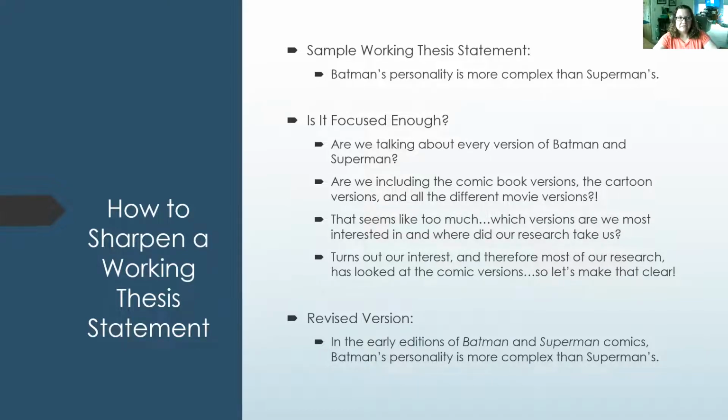For instance, if this was what I was asked to do for project part 2, I have a good idea of my topic, and I'm finding my sources. Where do I envision this paper going in that early stage? I know that I want to talk about how Batman's personality is more complex than Superman's. That's where I started, and that was a decent place to start. It got the ball rolling for me.